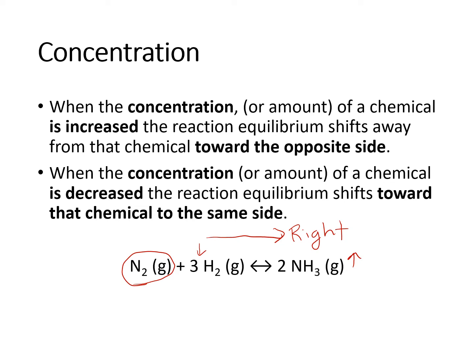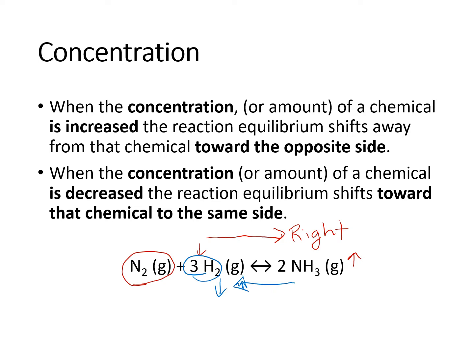When the concentration or amount of a chemical is decreased, the reaction will shift toward that chemical, to the same side. So say we looked at hydrogen. If we decrease the amount of hydrogen and took some of it out of the container, then the reaction would shift towards the hydrogen because the reverse reaction would need to take over and make more hydrogen to replace what was removed.